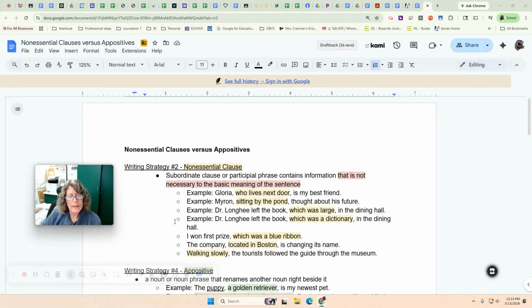So we have learned how to write sentences using non-essential clauses. That was in writing strategy number 2. And today you're going to learn how to write sentences using appositives. They are similar, but not the same.